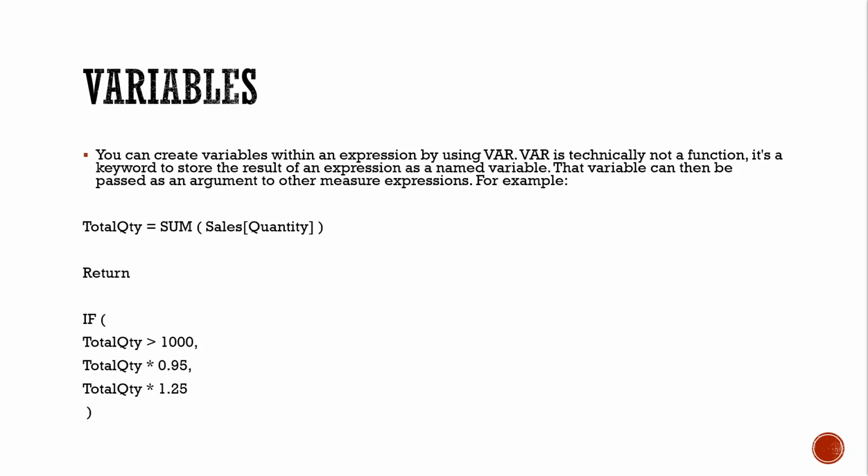For example, you have a variable total quantity here, and this total quantity has an expression wherein it will use a sum function that uses the sales table and the column, and then it will return a value. So if total quantity is greater than 1000, total quantity will be multiplied by 0.95, and if false, it will be total quantity multiplied by 1.25, something like that. So that's how a variable works.